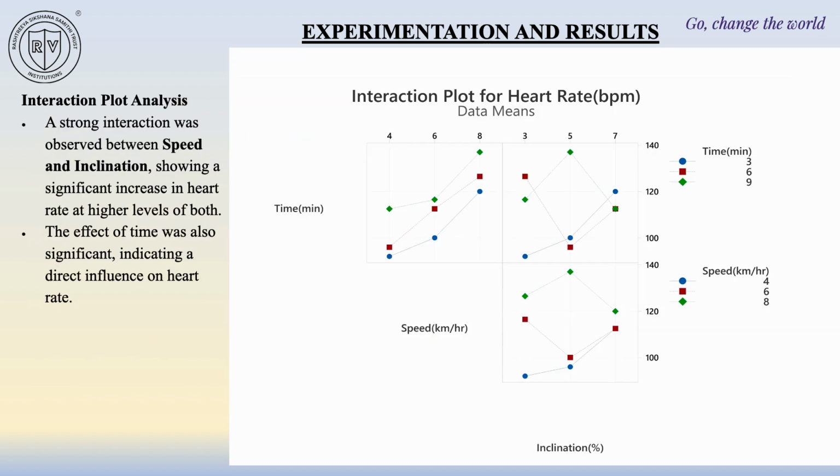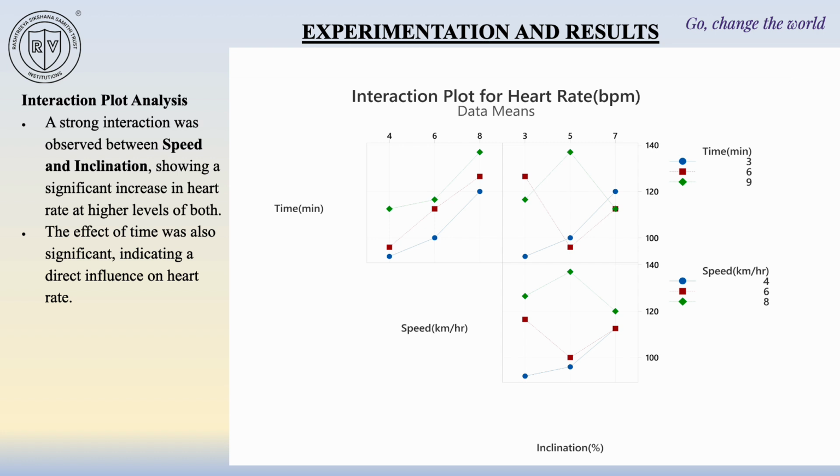Now we shall obtain the interaction plots between speed and inclination, because in the interaction plots it was shown that time and inclination hold a significant increase in heart rate at higher levels of both. Here, as you can see, time is 3, 6, 9, inclination is, sorry, 3, 5, 7. Here we can see that they interact well with each other, although speed and time are the ones which almost closely intersect with each other, the inclination angle also holds a marginal significance. The effect of time also indicated a direct influence on the heart rate.